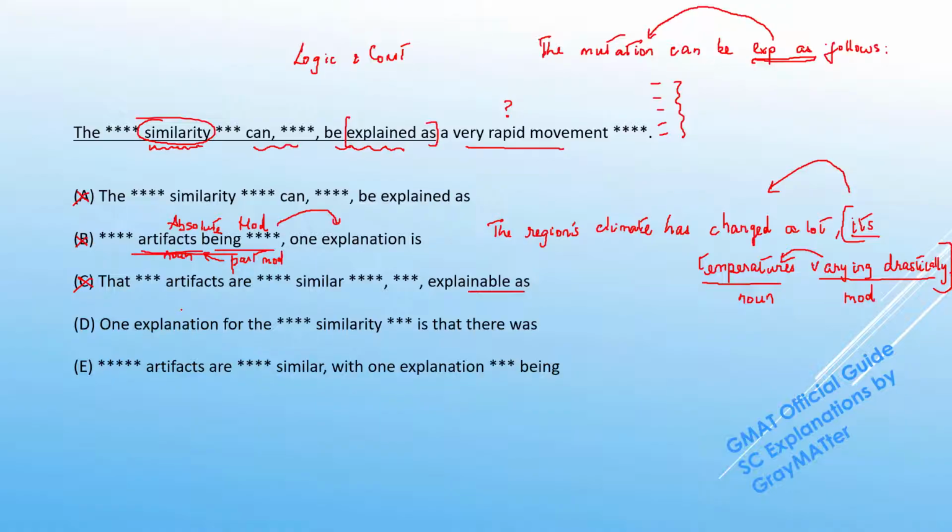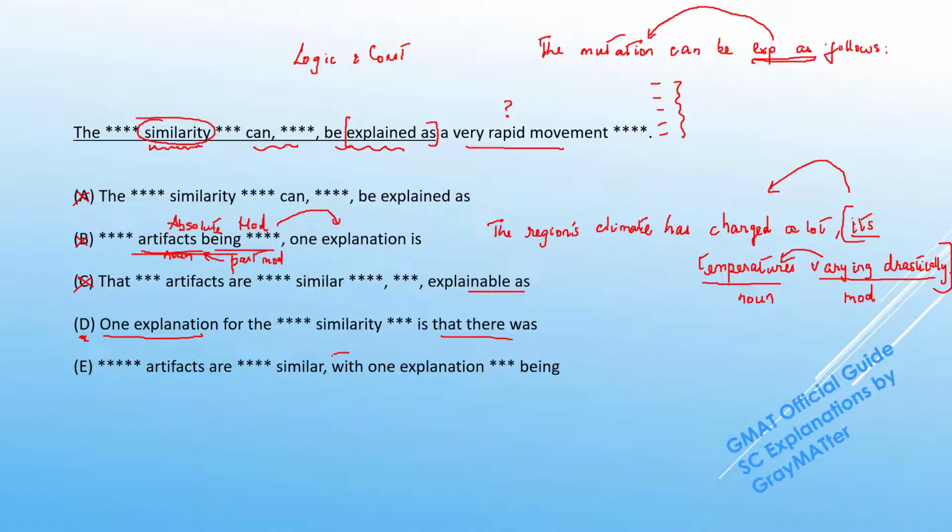Now let's look at D. The subject of D is one explanation. And it goes on to say one explanation for the similarity is that there was a very rapid movement. So as I said before, focus on the subject and the main verb so that you can capture the meaning very fast. So if you go by the logic here, one explanation is that there was a very rapid movement. So nothing seems to be wrong with the logic and construction. Let's hold on to D.